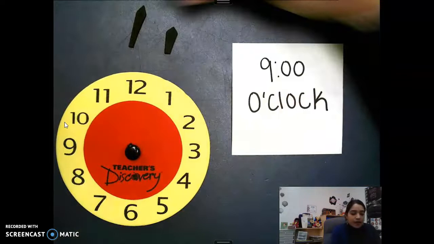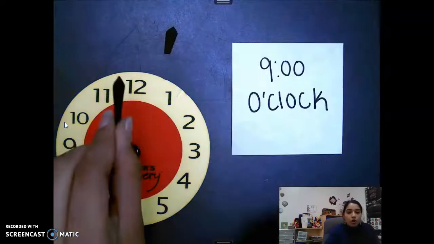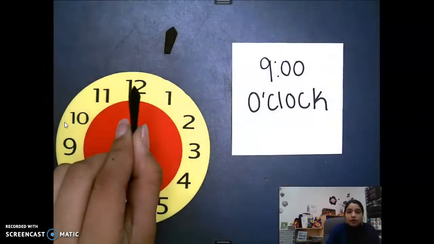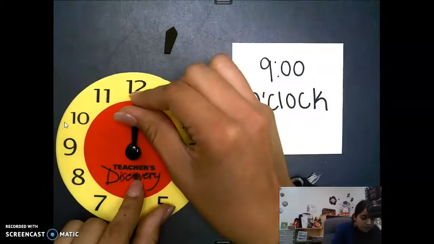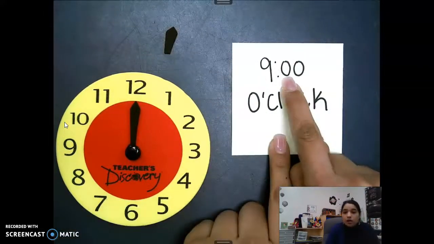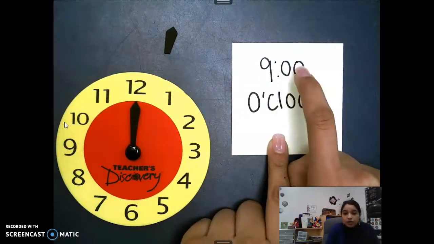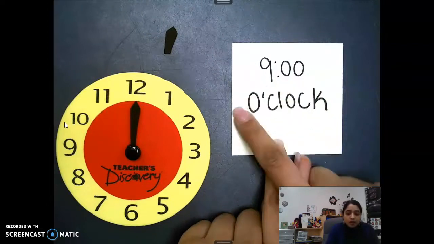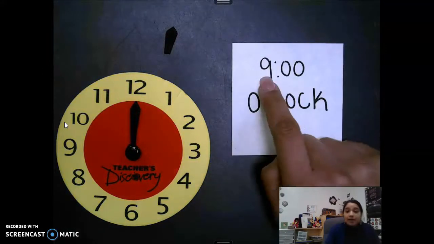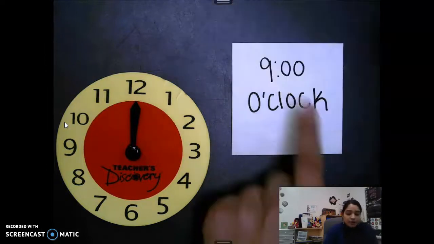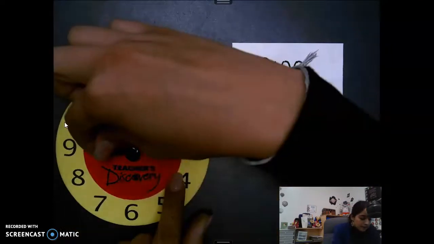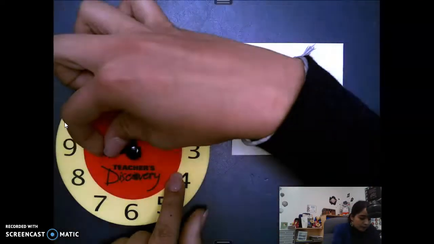So let's start with our minute hand. Where does our minute hand always go when it is 9 o'clock and it has the 2 zeros? Where does it always go? Good job, on the 12. Our minute hand goes on the 12 when you see o'clock in digit form, which is these 2 zeros. These 2 zeros mean o'clock. And which one is our hour? Good job, the 9. The first number you see is the hour. So let's put our hour hand pointing to the 9, like so.